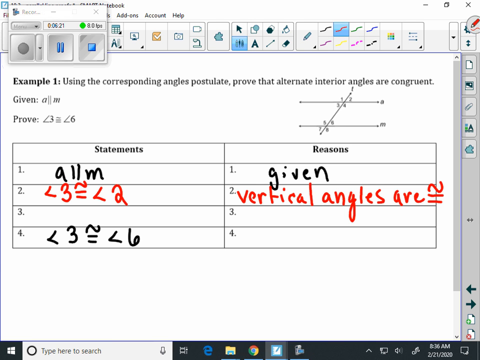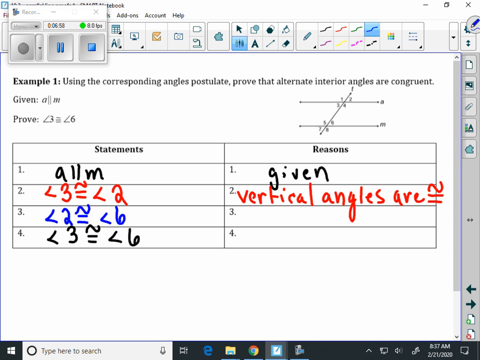But once we know that, then we need to make a statement that involves this second angle that we used up here. So we started with angle 3, and the reason that I picked angle 3 is because that was the first angle in what we're trying to prove. And since we picked angle 2 here, I'm going to put angle 2 is congruent, and it better be congruent to the other angle that we're trying to prove.